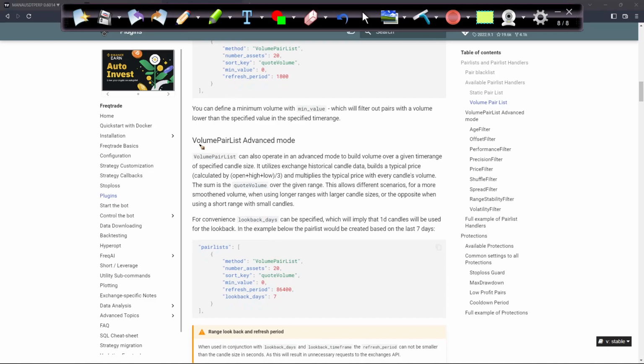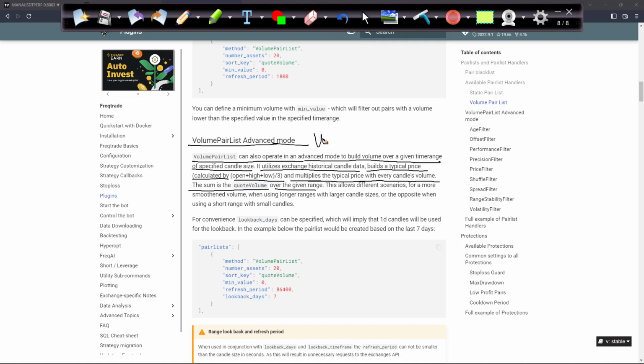Okay, now we have volume pair list advanced mode. What we can do with advanced mode is volume pair list can also operate in an advanced mode to build volume over a given time range of specified candle size. It utilizes exchange historical candle data, builds a typical price calculated by open high low by 3 and multiplies the typical price with every candle's volume. The sum is the quote volume over the given range. So this is our volume VWAP.